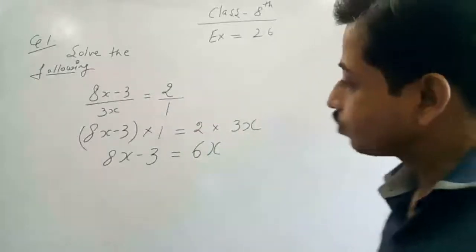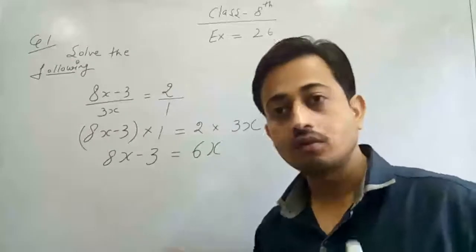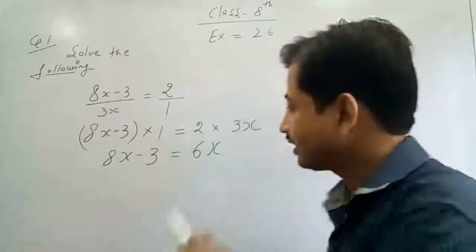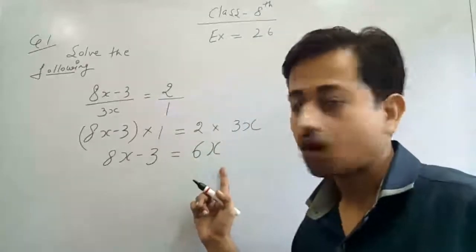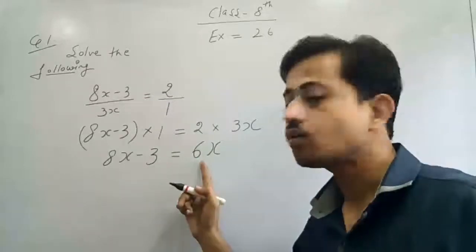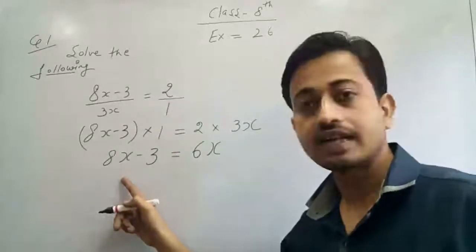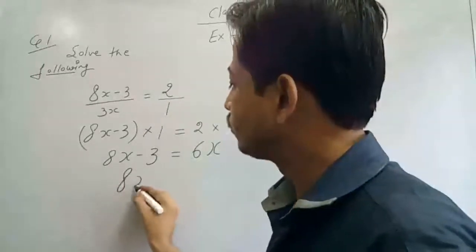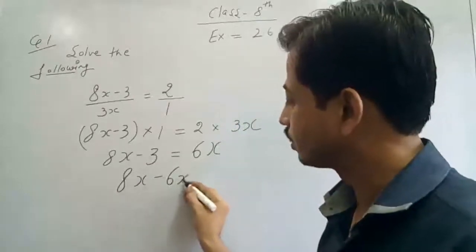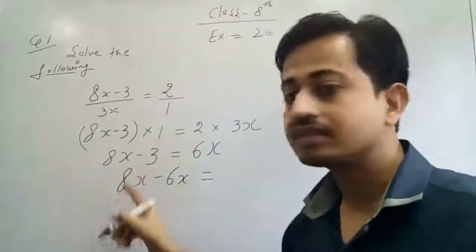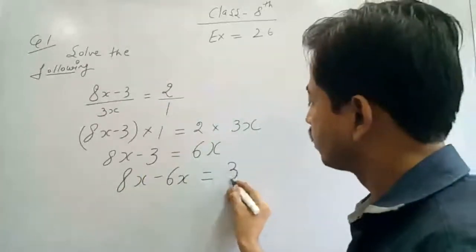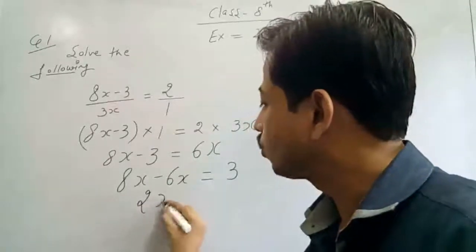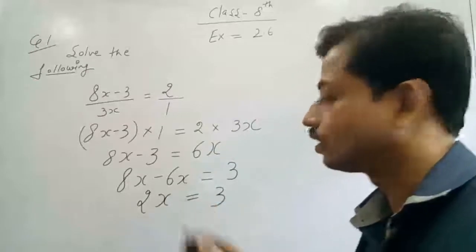Now we have to calculate the value of x. So we have to separate the variable terms on one side and the constant numbers on the right hand side. That's why I am going to take this 6x to the left hand side. Here the sign of 6x is positive. If it goes to the other side, it becomes negative. So what we get is 8x minus 6x. Same here, if I take minus 3 to the right hand side, it becomes positive 3. Now solve this. 8x minus 6x, we get 2x, which is equal to 3.